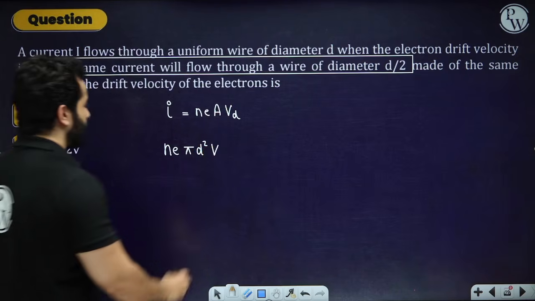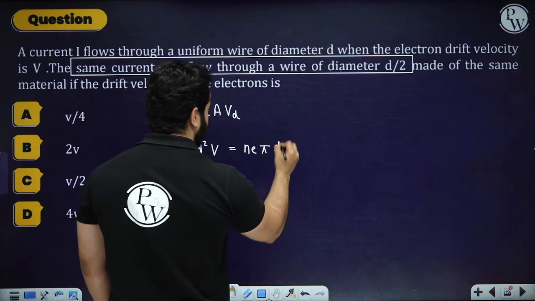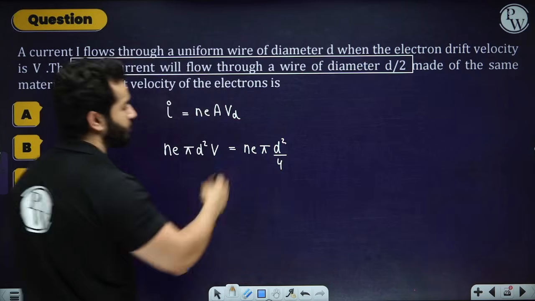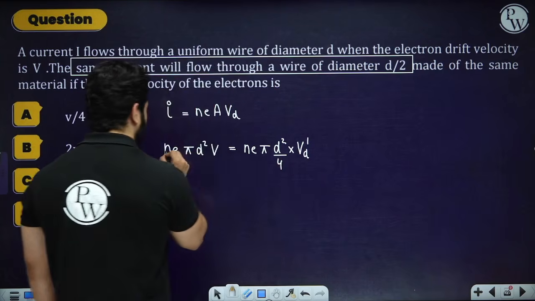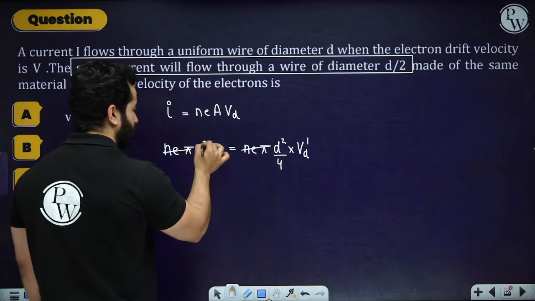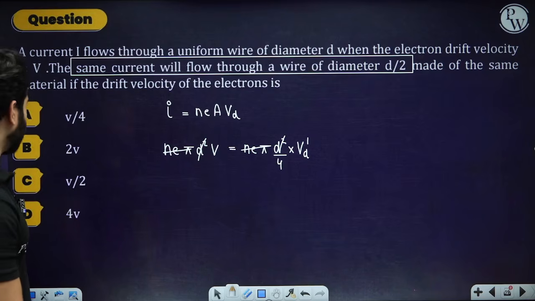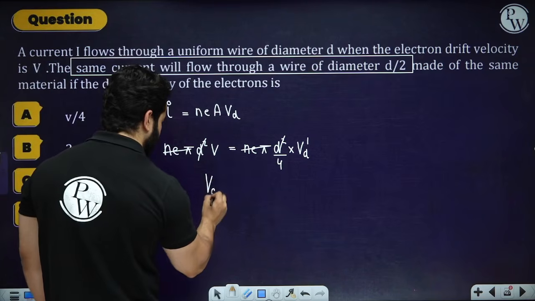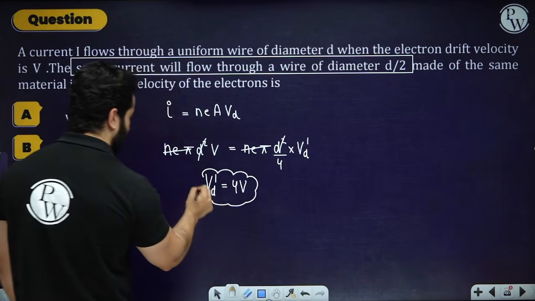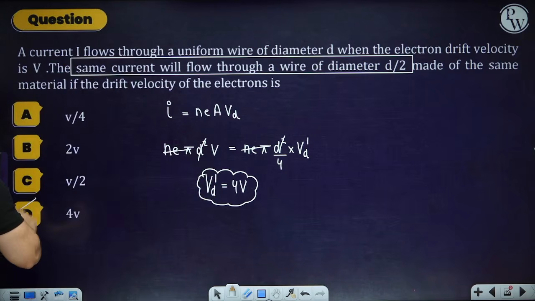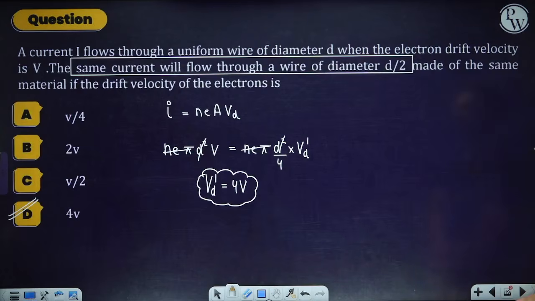Drift velocity is v, and this will also equal NEA, so pi d square by 4, because now it becomes d by 2, times vd dash, the new drift velocity. Ne pi can be cancelled out, d square can be cancelled out. Hopefully everything is clear. So vd dash will become 4v. So D is going to be the correct answer. Have a look. Hopefully everything is clear.